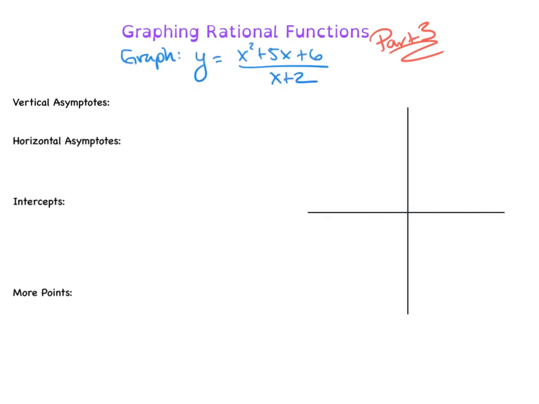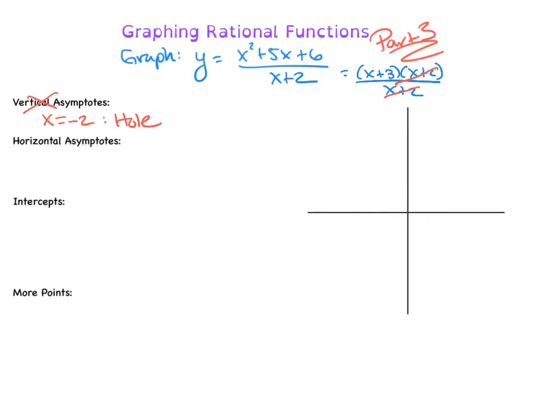Last example. Let's graph y equals x squared plus 5x plus 6, all divided by x plus 2. And if I go to factor this like I've been doing, the numerator factors to x plus 3 and x plus 2, over x plus 2. So before I get excited and say that I've got a vertical asymptote at x equals -2, since the x plus 2 cancels away, I don't have a vertical asymptote there. We have a hole at x equals -2.